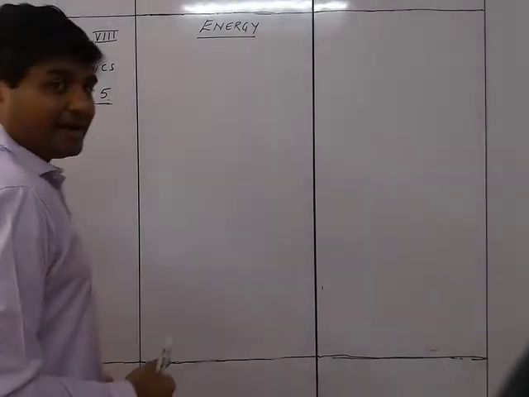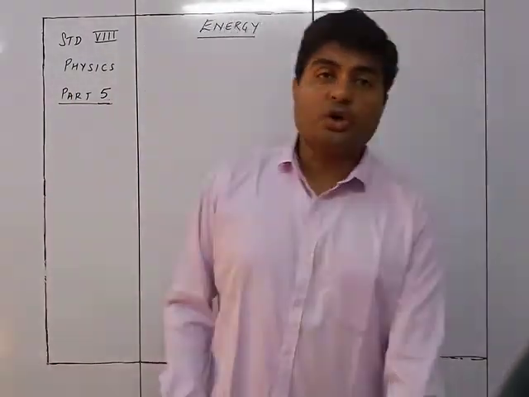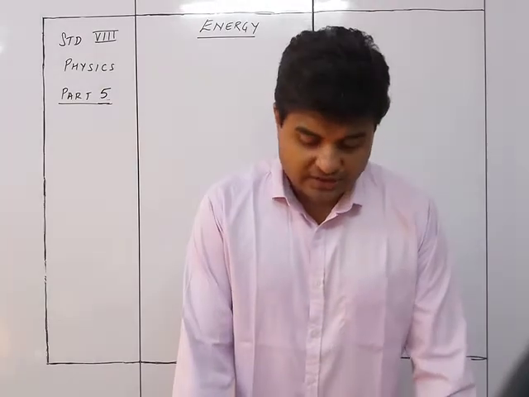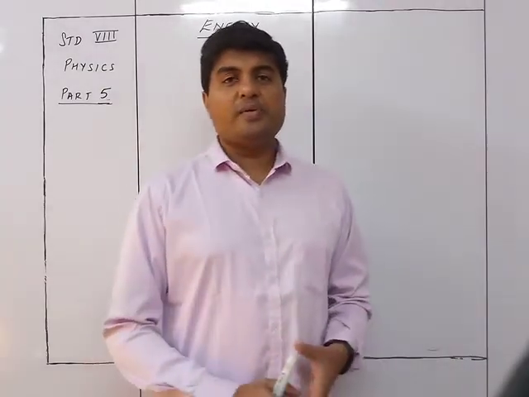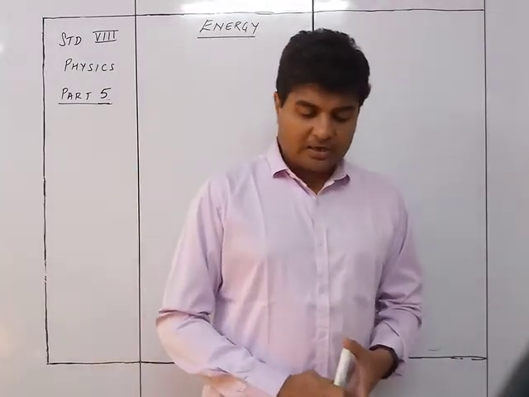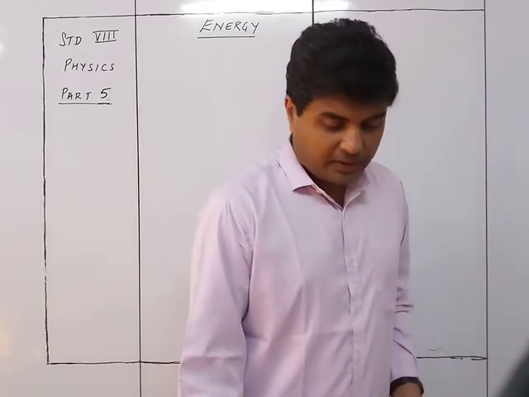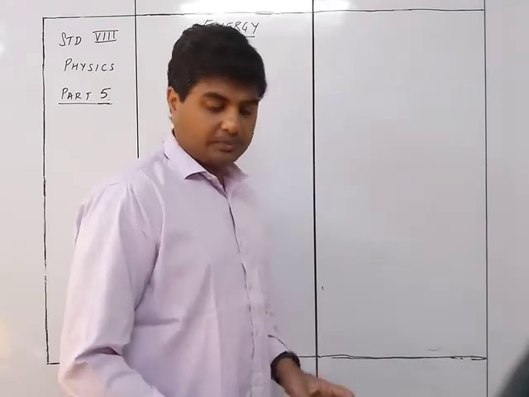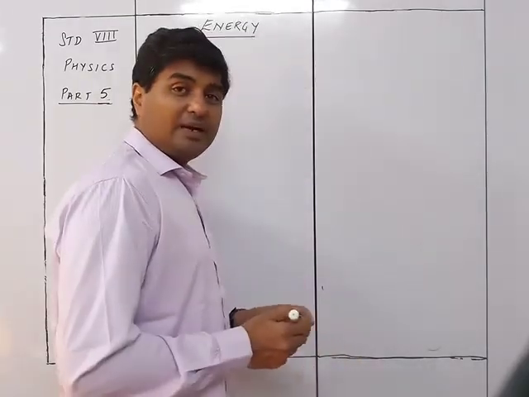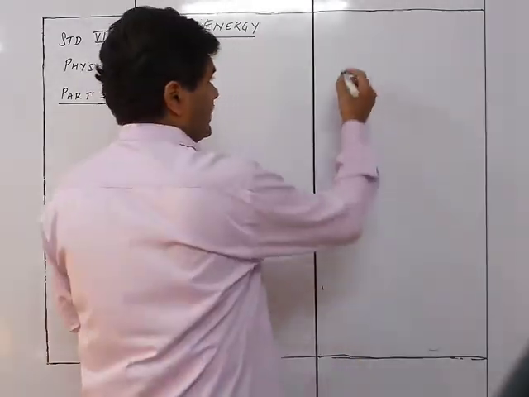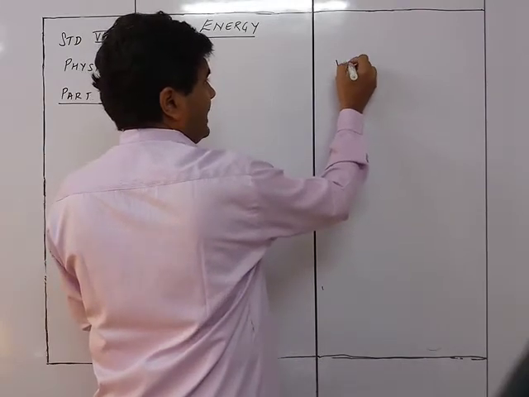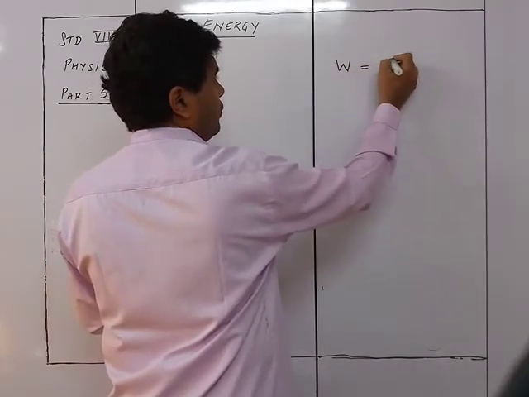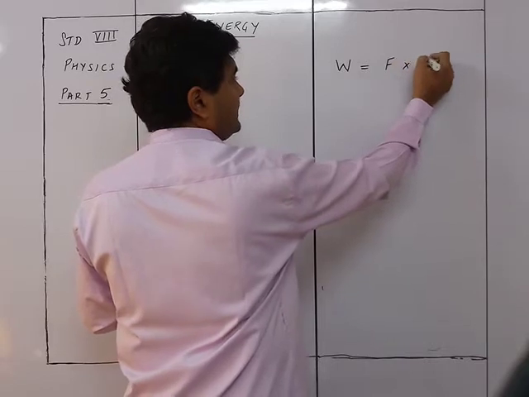So now we start in this video the numericals of this particular chapter, energy. Before we start the numericals, we will write down the different formulas which could be applied in this chapter. We will go one by one. The first formula was related to the work done: W, work, is equal to force into distance traveled.